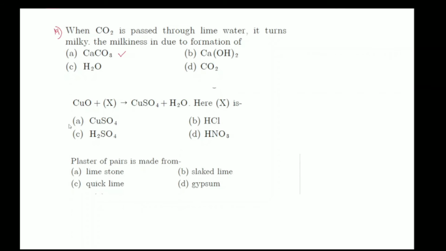So we have question number 20. Copper oxide plus X gives you copper sulfate plus H2O. Here X is it copper sulfate? Is it HCl? Is it H2SO4? Is it HNO3? Let us check the product side: it's copper sulfate, SO4, and H2O. So what do you think it will be?